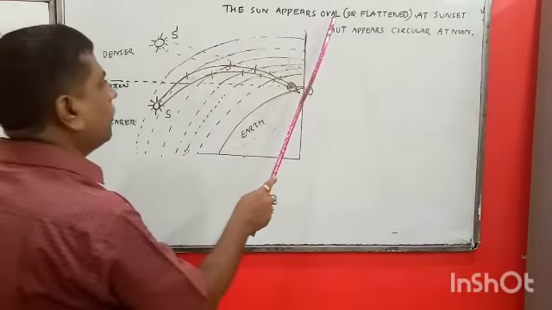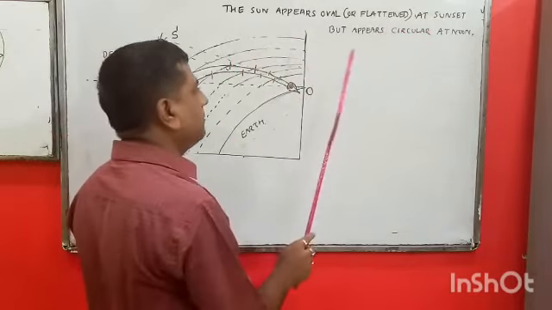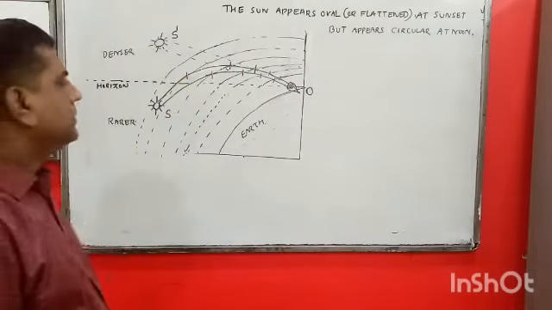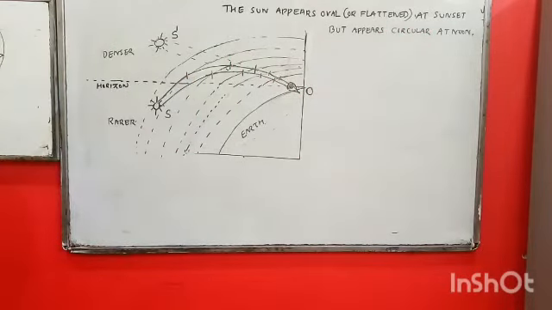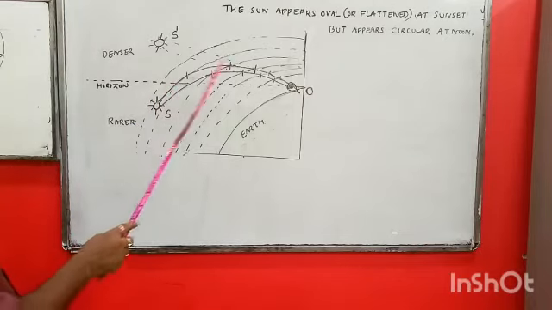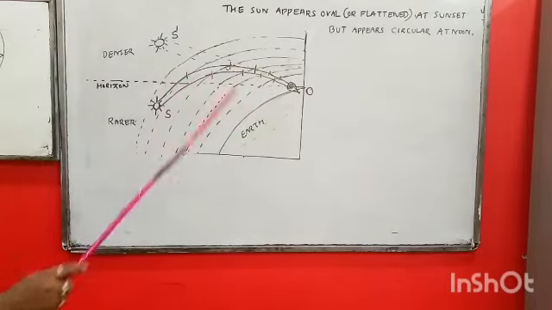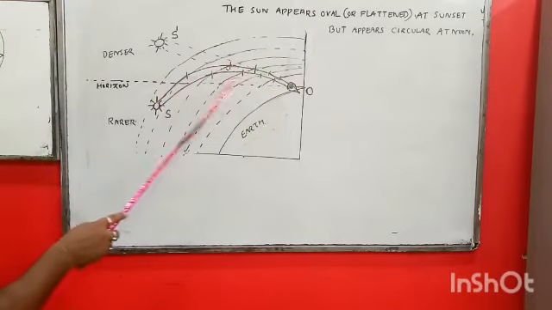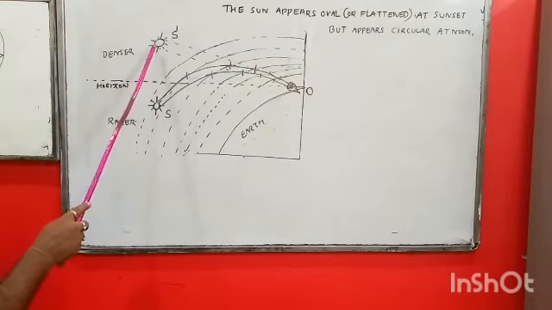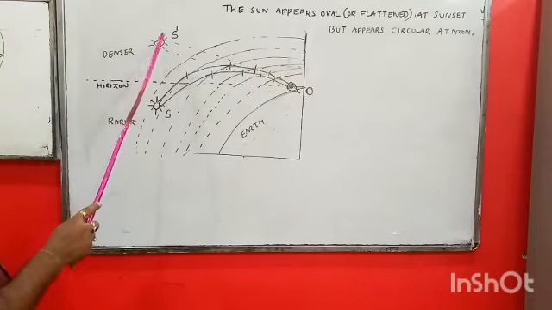The sun appears oval or flattened at sunset, but appears circular at noon. Same diagram. Now at sunrise and sunset, unequal bending takes place. Unequal bending takes place. Therefore, we can see the oval or flattened shape of the sun.